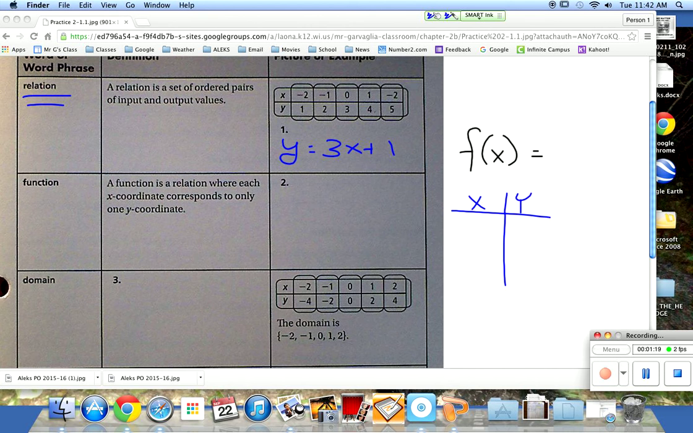Next is a function. A function is a relation where each x-coordinate corresponds to only one y-coordinate. So if we put 1 in here, and we use this equation up here, we would come up with only one y answer. We wouldn't come up with 2. Only 1. So if we put x in here, it'd be 3 times 1 plus 1 is 4. That is called a function. All right?